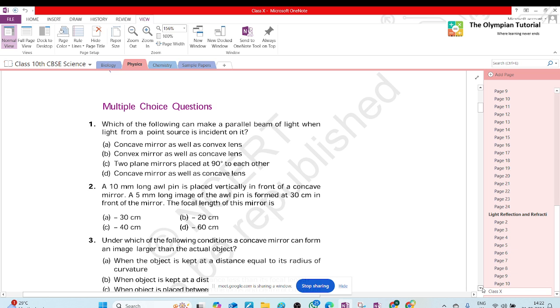Yes, ma'am. Ayukta, read the first question. Which of the following can make a parallel beam of light when light from a point source is incident on it? Parallel beam of light किससे बन सकती है?